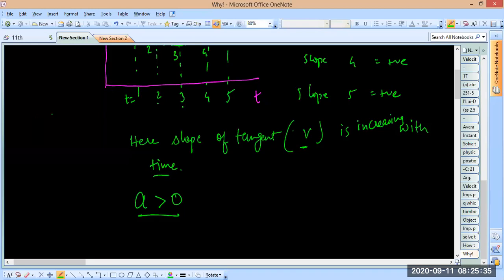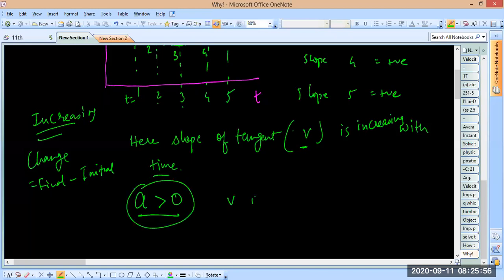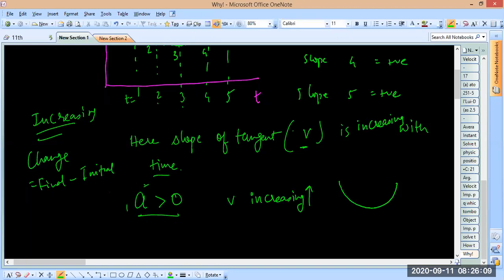If some quantity is increasing with time, right, then its change is always going to be positive, right? Because change is always final minus initial, right? Okay, so because of that, what we have is that the acceleration is greater than 0 and velocity is increasing. All right, so this is indicated by which shape of xt graph? By a bowl shape xt graph. All right, so this is the first sentence that we wrote on the previous page. All right, clear?